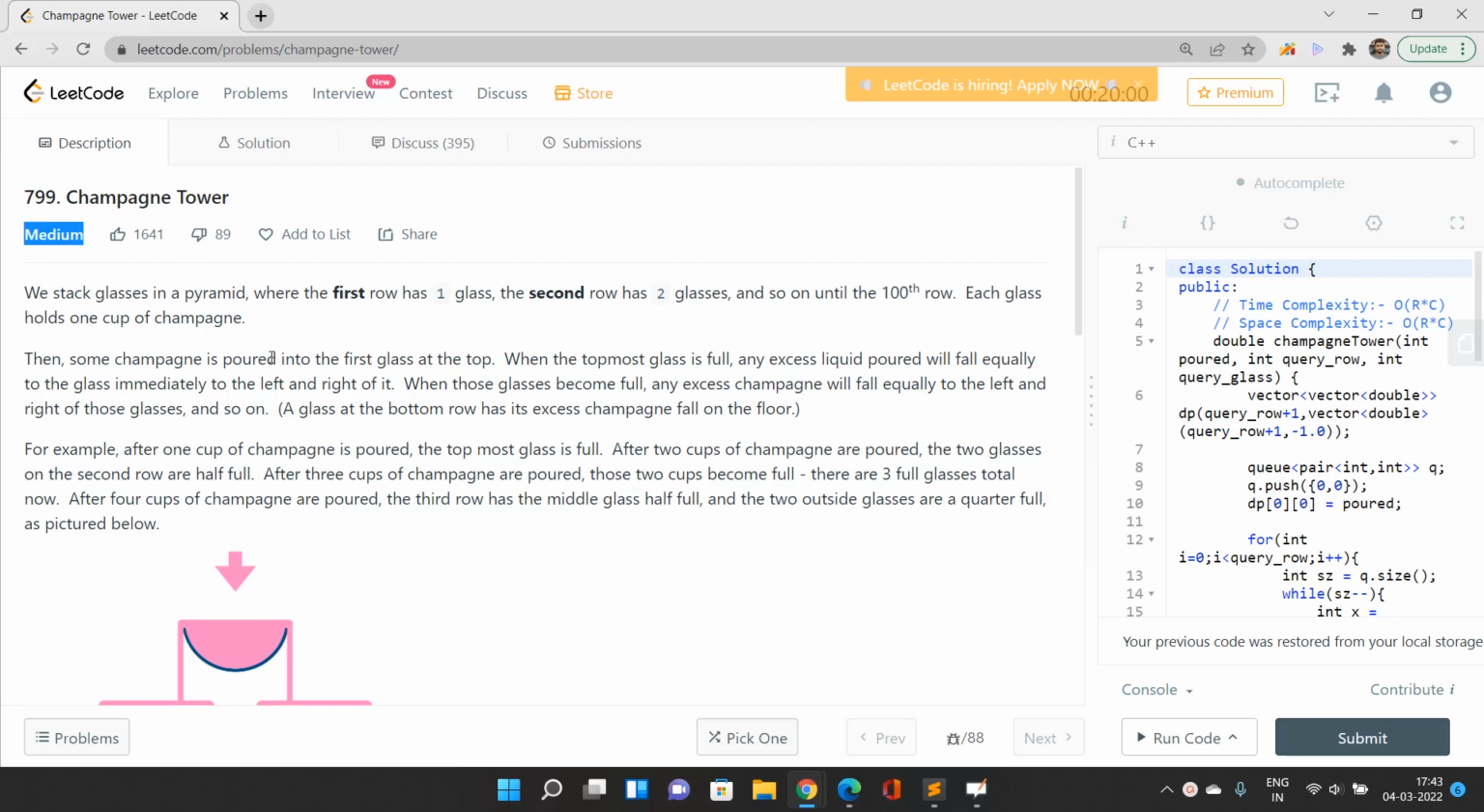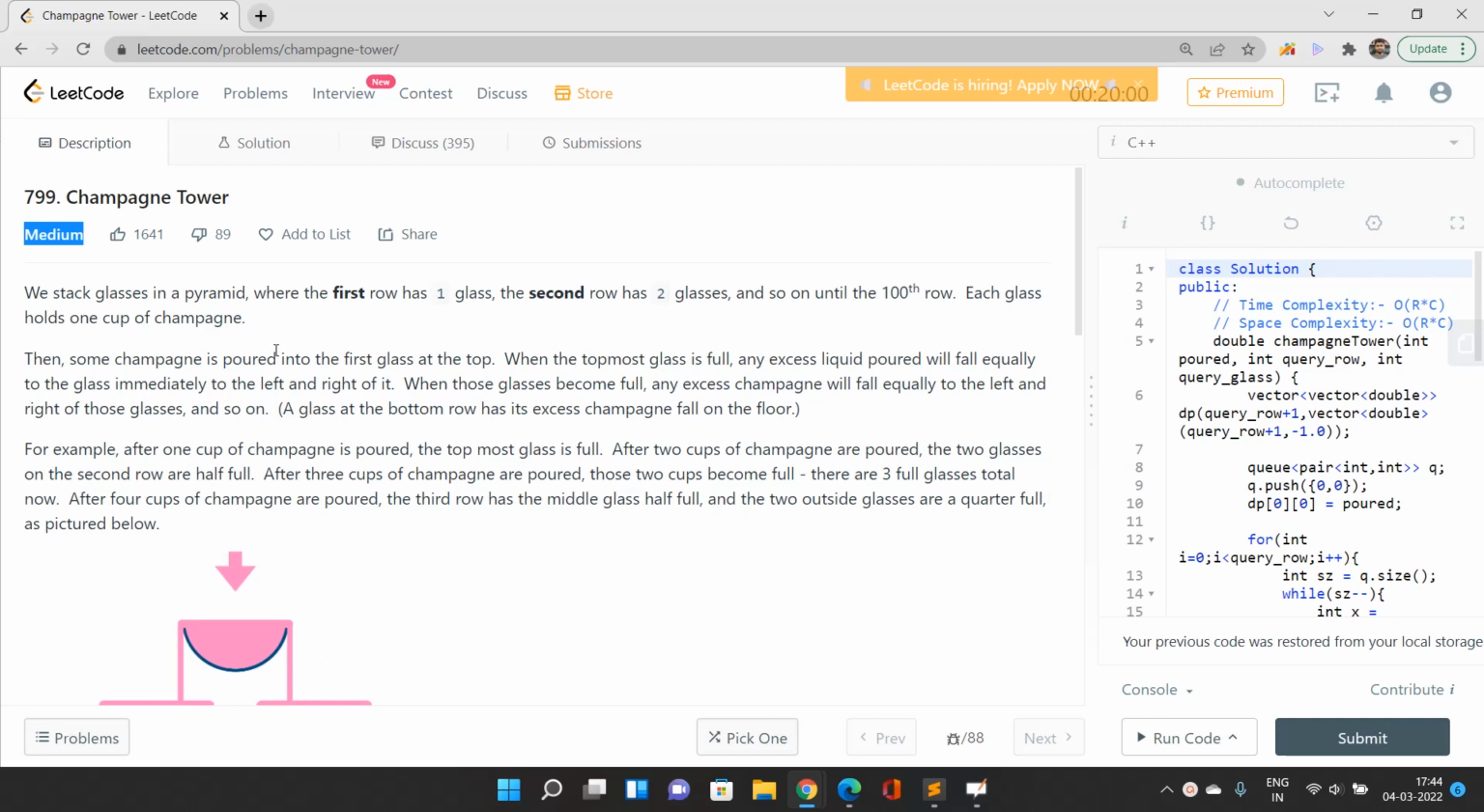Champagne Tower. You can see its index is 799 and it is the medium problem of the LeetCode. Before moving on, let us talk about the prerequisites required to solve this problem efficiently. Basically we are going to use the concept of dynamic programming, like how we are going to use the already pre-computed values to find out the values at the current state.